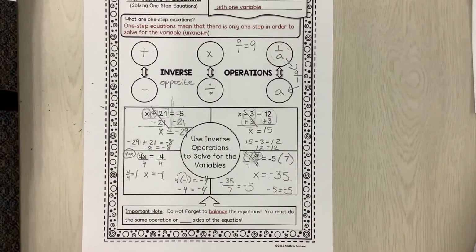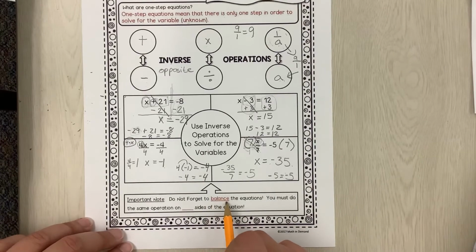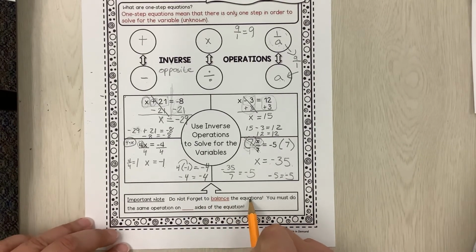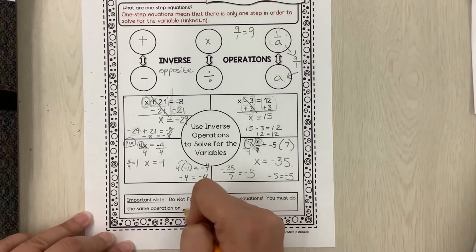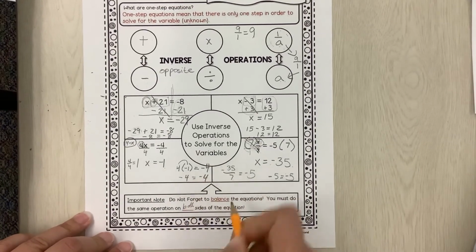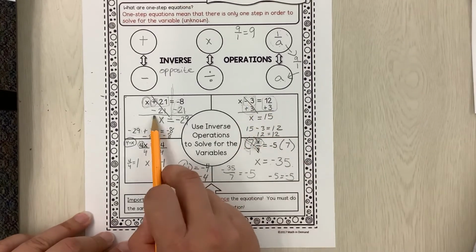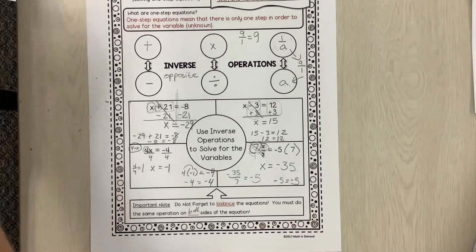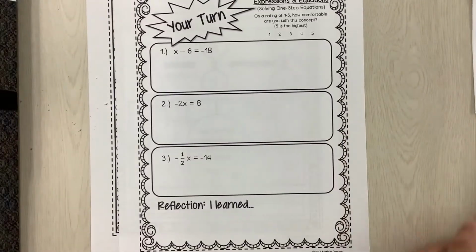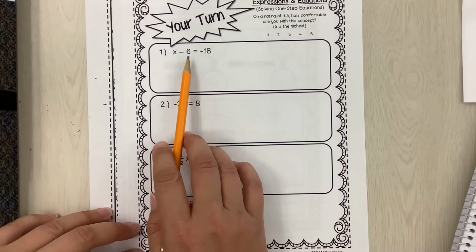So that one worked. All right, important note, do not forget to balance the equations. You must do the same operation on both sides of the equation. That's what I was talking about. Whatever you do to one side, you must do to the other, okay? All right, so let's look at our practice and make sure that we don't have anything kind of surprising going on there. So on number 1, you should be okay with that one.